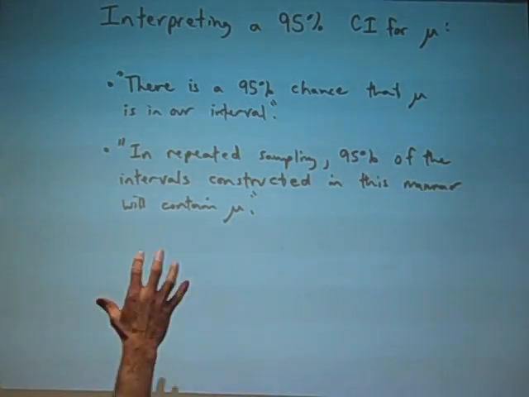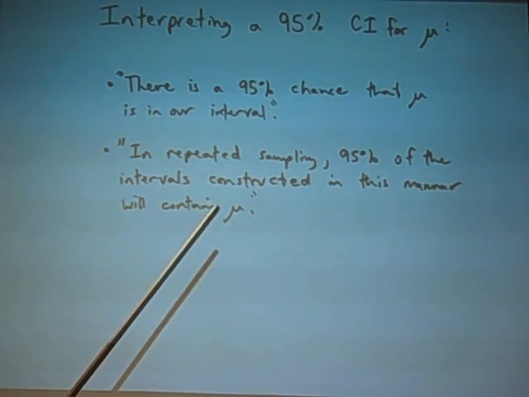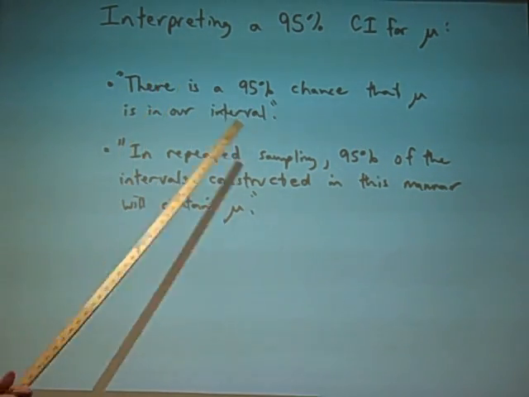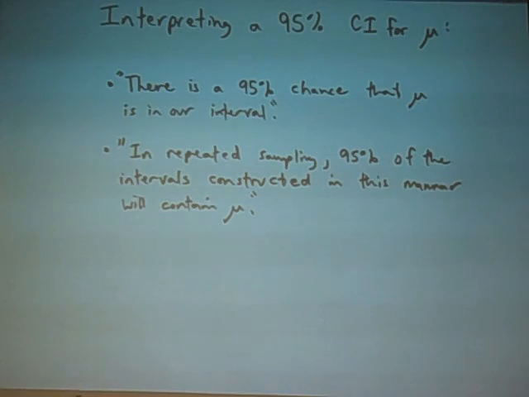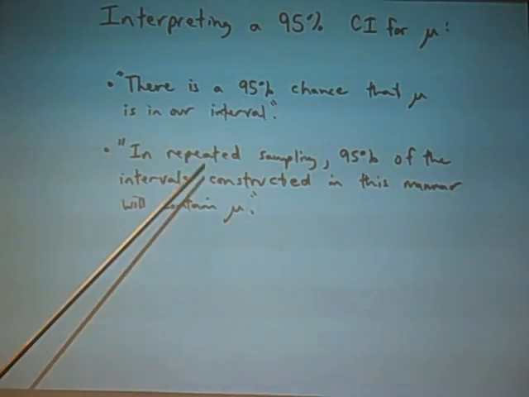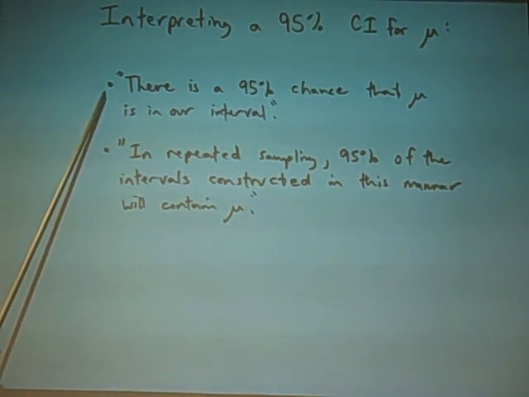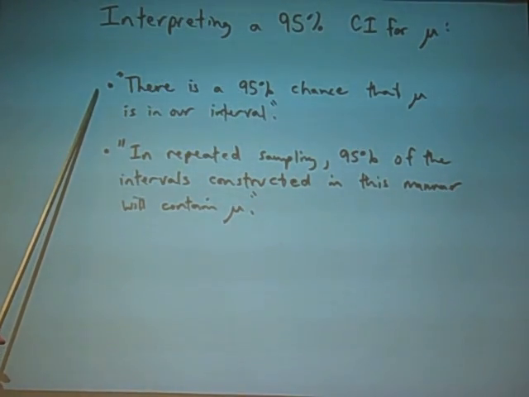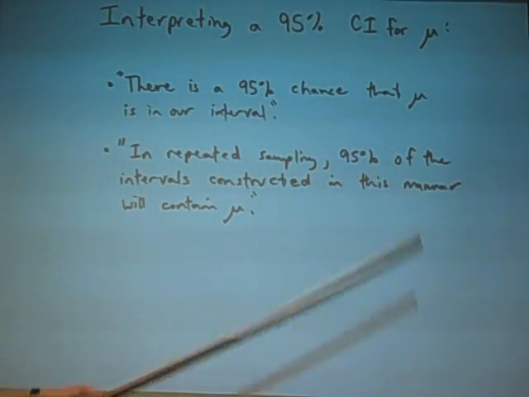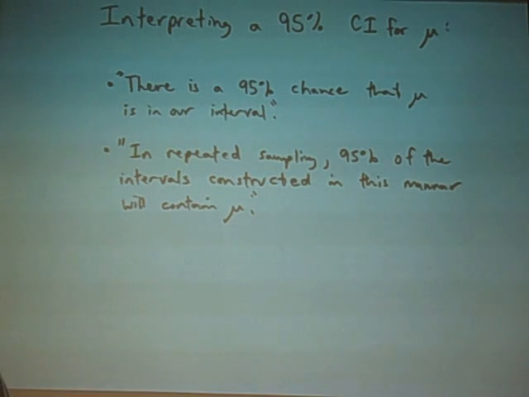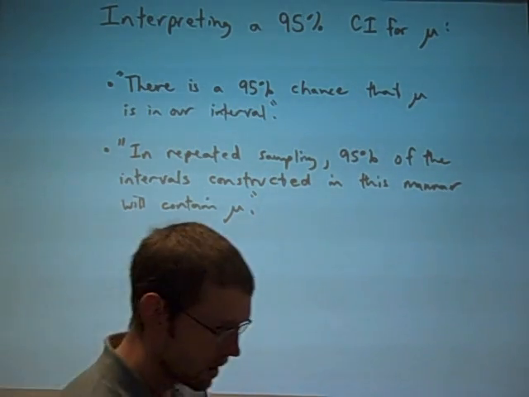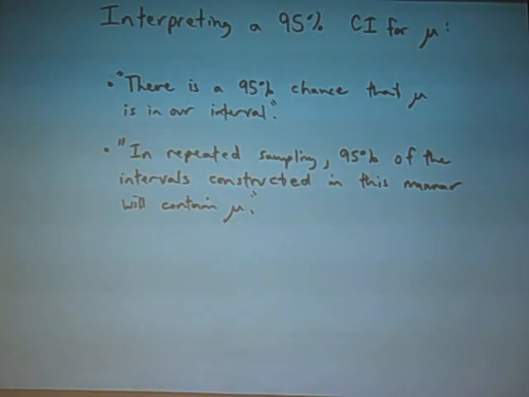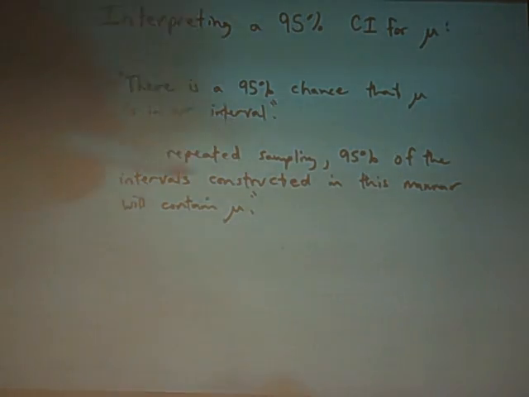So what people commonly do when they're trying to interpret a confidence interval, if I give you an interval for mu, this is a really common interpretation. They'll say, oh, okay, I've got this confidence interval. There must be a 95% chance that mu is in that interval. Makes sense, right? Well, the bad news is that's wrong. So this first one is wrong.